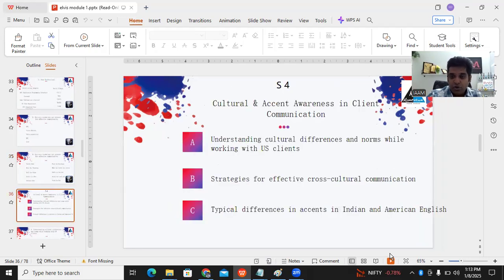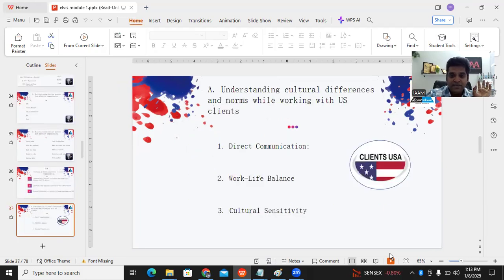Now, session 4 is all about culture. At times we are from Indian culture, they are from a Western culture. At times we judge them or they judge us. So, in order to avoid that, there were three areas that I covered. This is what you can see: A, B, and C.